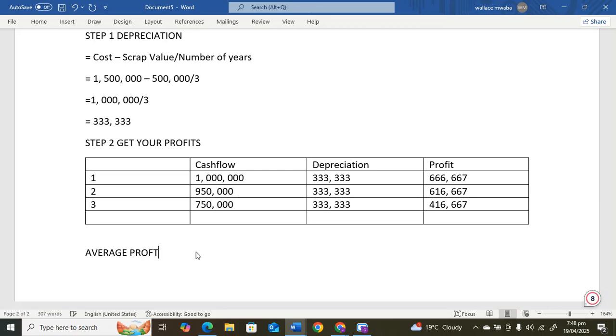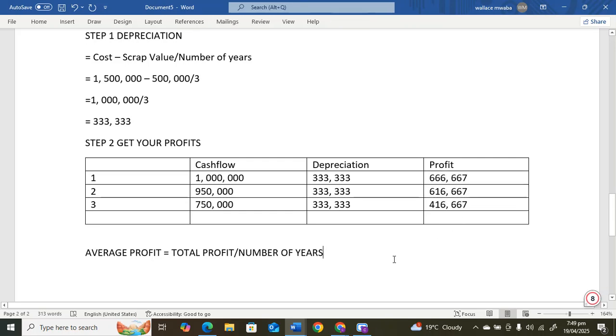So average profit equals total profit divided by number of years. Let's total up our profits here. How many years do we get? Yeah, we add up the profits.